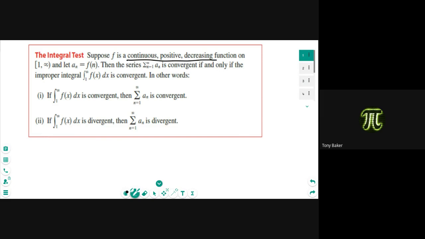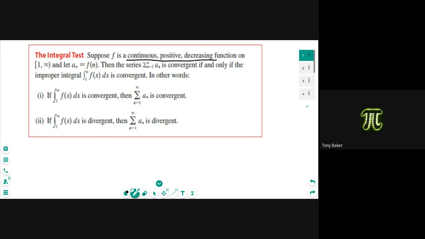Remember, derivatives tell you slope. If my slope is negative, that means the function's decreasing. So as long as the function is decreasing over the interval that I'm looking at, in most cases 1 to infinity, but it doesn't have to be. It could be 2 to infinity or 3 to infinity. As long as the derivative is negative over that interval, it's decreasing. So sometimes you will have to take the derivative and show that it is negative over that entire area. If those three things are true, the integral test will work.